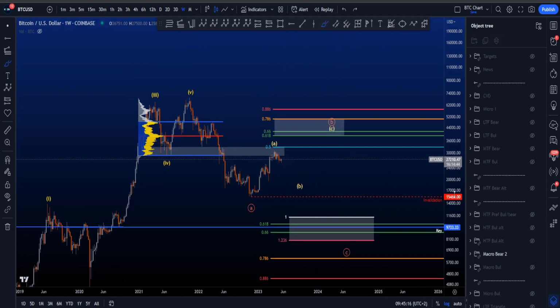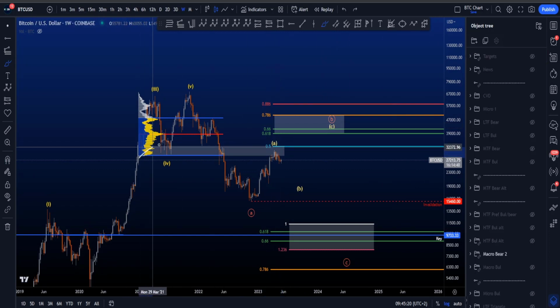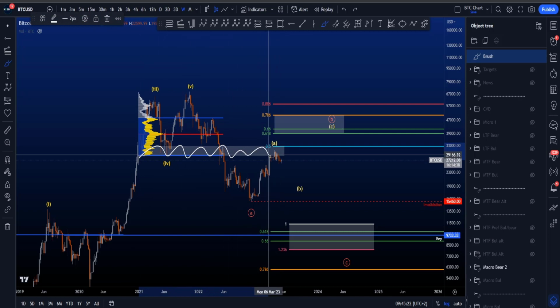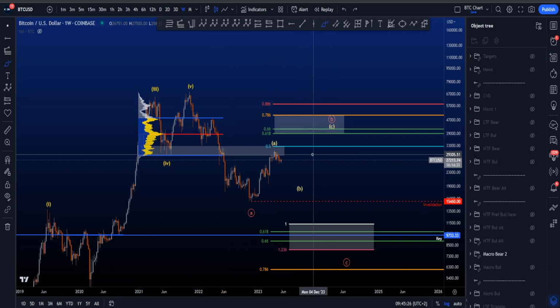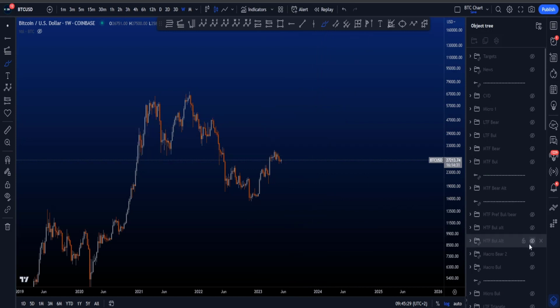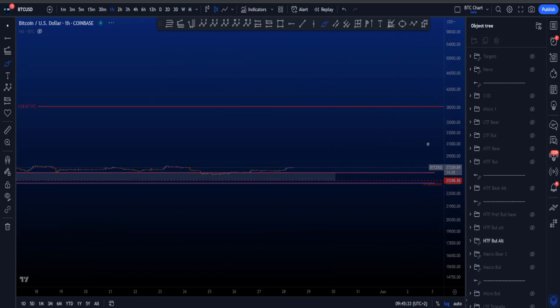So yeah, I think this is very, very interesting, and in this scenario I think it would be nice if this is the high of wave A, because we have a big support resistance area over here. So a little bit of a retracement would be nice for then a wave B and a wave C towards the upside.